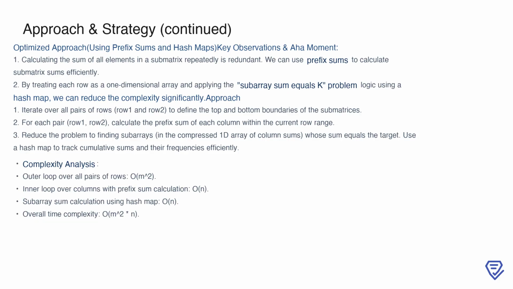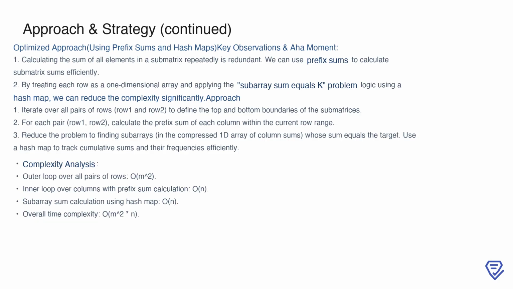Instead, we use prefix sums to compute submatrix sums more efficiently, avoiding recalculations. The breakthrough is recognizing that we can treat each row as a one-dimensional array and reduce the problem to finding subarrays whose sums equal the target, which is a known problem solvable with hash maps.